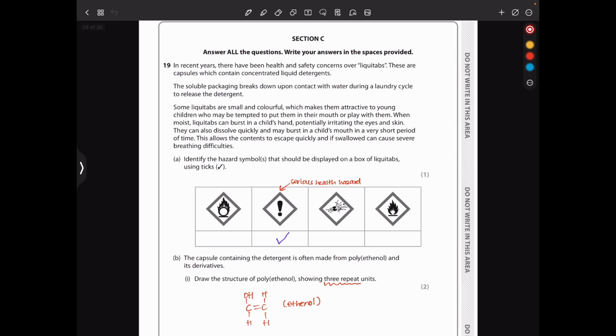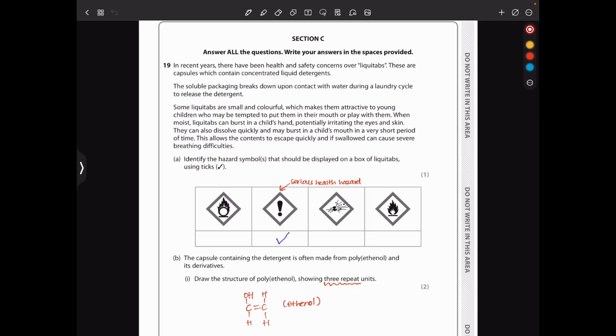In question 19, in recent years there have been health and safety concerns over liquid tabs. These are capsules which contain concentrated liquid detergents. The soluble packaging breaks down upon contact with water during a laundry cycle to release the detergent. Some liquid tabs are small and colorful, which makes them attractive to young children who may be tempted to put them in their mouths or play with them. When moist, liquid tabs can burst in the child's hand, potentially irritating the eyes and skin. They can also dissolve quickly and may burst in the child's mouth in a very short period of time. This allows the contents to escape quickly, and if swallowed, they can cause severe breathing difficulties.